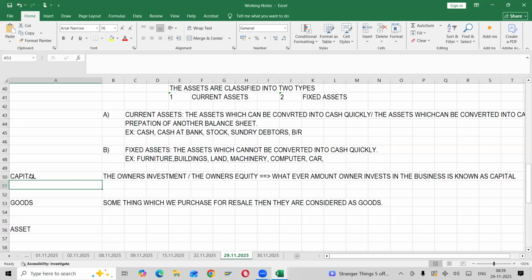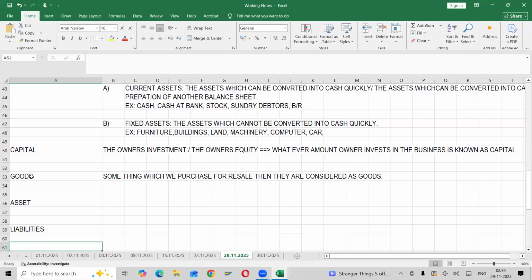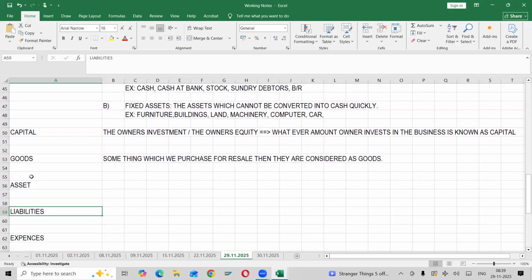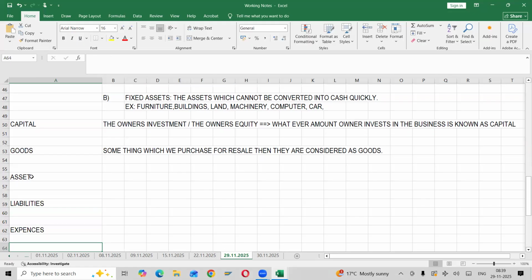Now you understood what you mean by goods and what you mean by asset? Correct. Next one, liabilities. Something which we need to repay back is nothing but liabilities. I'll talk about how many types of liabilities there are in our next sessions. Is this clear? Okay. Next one. Expense and loss.